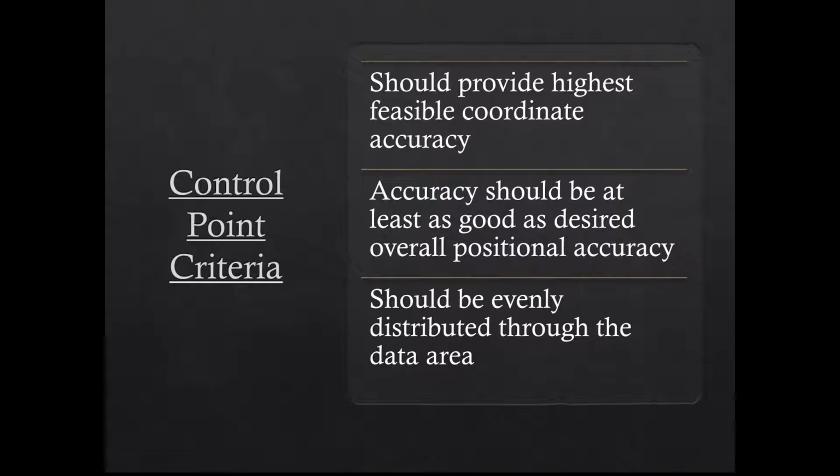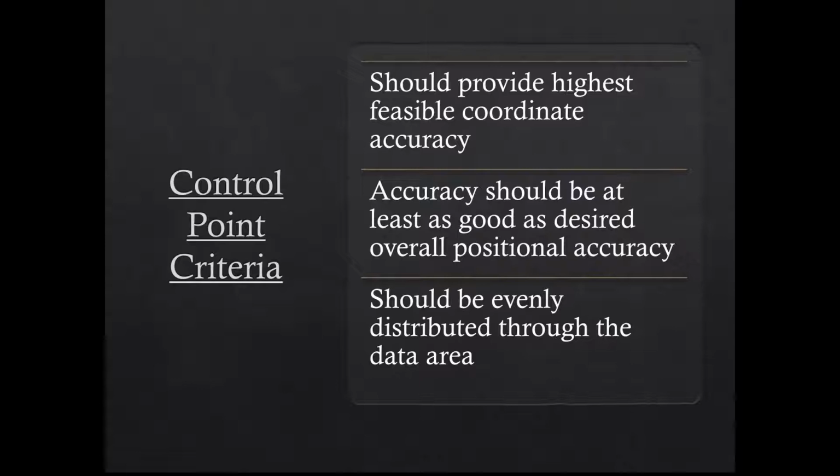When choosing control points on both the source and map, you should choose control points that have the highest feasible coordinate accuracy. This means that if you're looking for an accuracy of 1 foot, your control point should be no larger than 1 square foot in size. Additionally, the accuracy of the control point's location should be at least as good as the desired overall positional accuracy. That means if you want centimeter level accuracy, then you should not measure the location of your control point to the nearest 5 meters.